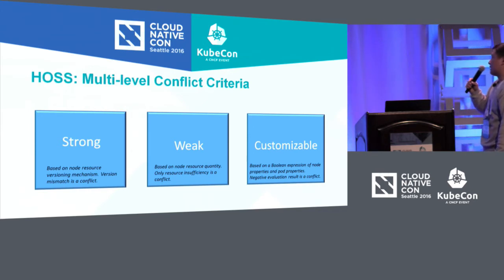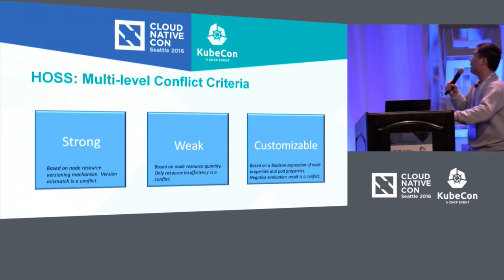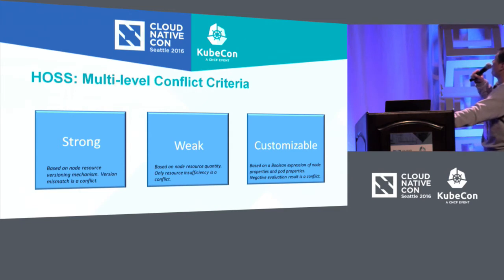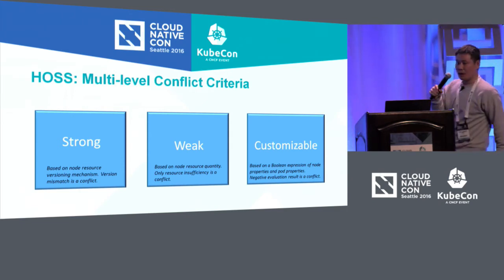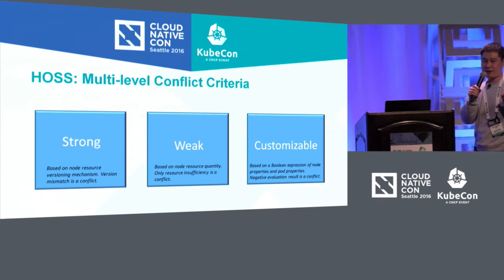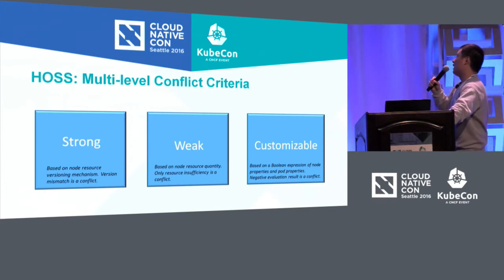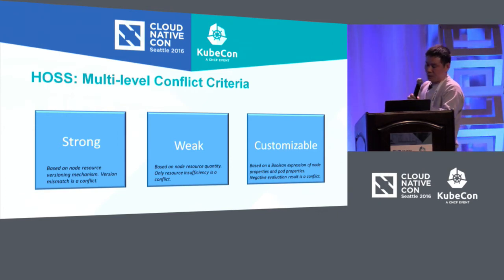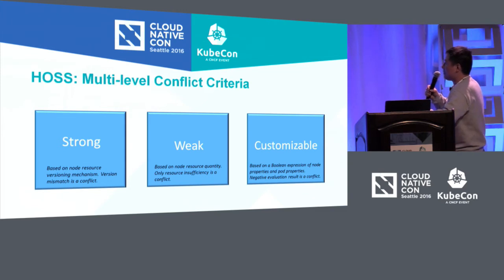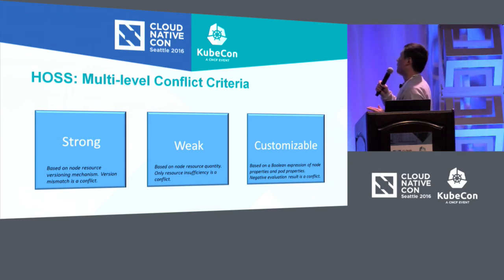The third criteria is something between strong and weak. It's based on a Boolean expression. This expression can reference any node properties or pod properties. The conflict resolver will evaluate this expression. If the result is true, then it's okay. If it's false, then it's a conflict. So when scheduler submits a binding request, it can choose different criteria based on its knowledge on the pod and the workload.